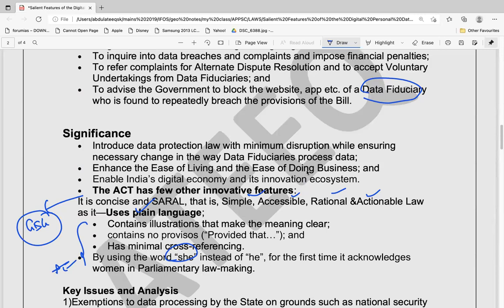Okay, so by doing this, ease of doing business will be improved, innovation will be improved, and government can also come up with new kinds of schemes. With this, good governance will also be improved, and the security of India will also be protected.